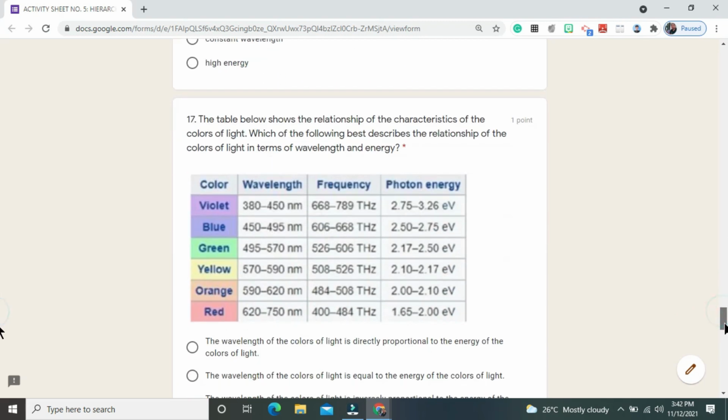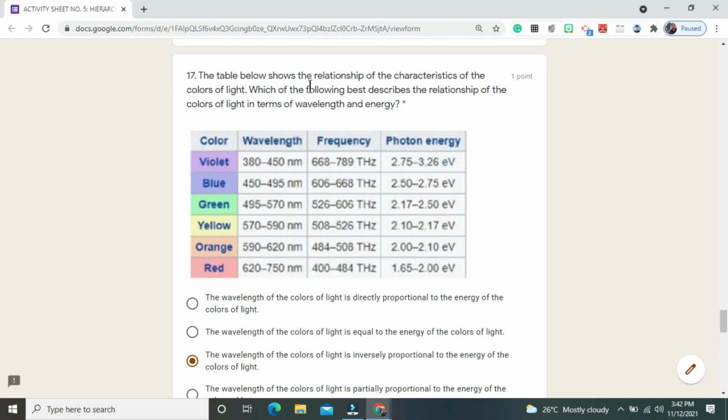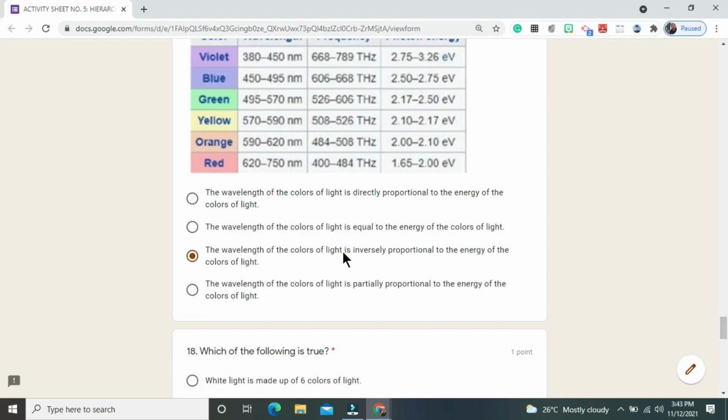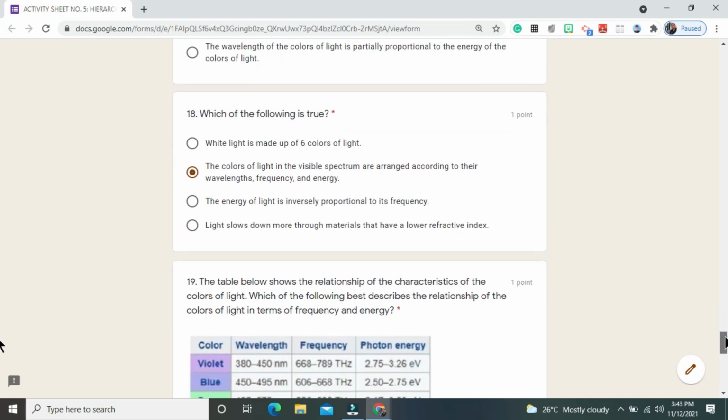Question number 17. The table below shows the relationship of the characteristics of the colors of light. Which of the following best describes the relationship of the colors of light in terms of wavelength and energy? The correct answer is the wavelength of the colors of light is inversely proportional to the energy of the colors of light.